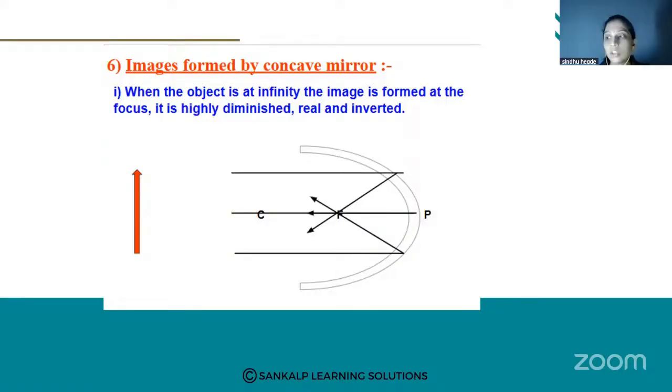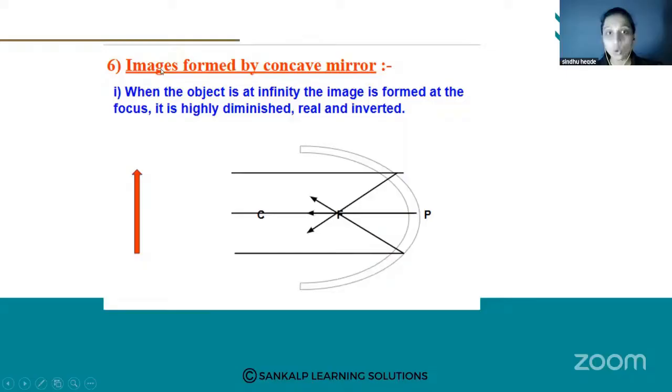See this diagram once. Which mirror is this? Which type of mirror is this? We already know there are two types of mirrors: one is concave mirror and another one is convex mirror. This is bending inwards, so this is considered as a concave mirror.